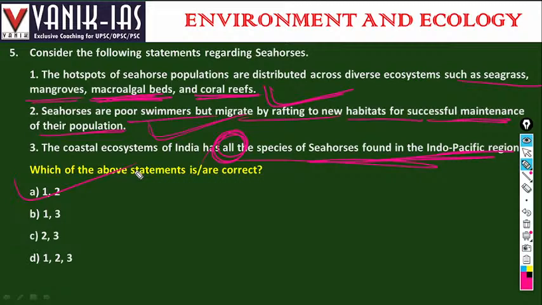Extensive fishing in the Coromandel coast led to the migration of the seahorses towards the Odisha coast. Worldwide there are around 46 species of seahorses. India's coastal ecosystem has 9 out of 12 species found in the Indo-Pacific region. So it is one of the hotspot regions where seagrass, mangroves and microalgal beds are present. So one and two options are right regarding seahorses.